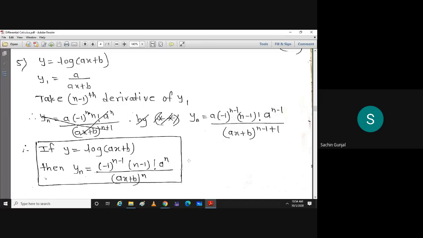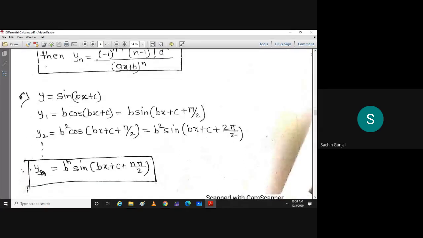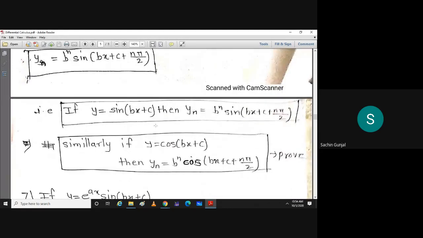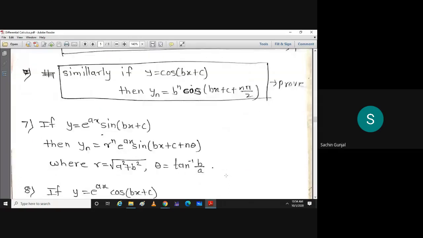Okay, so next was sine of bx plus c, whose nth derivative is b raised to n sine of (bx plus c plus n pi by 2). And similarly, if y is cos of bx plus c, then I ask you to prove this: yn is equal to b raised to n cos of (bx plus c plus n pi by 2). Okay, so up to this point we have covered last time, isn't it?